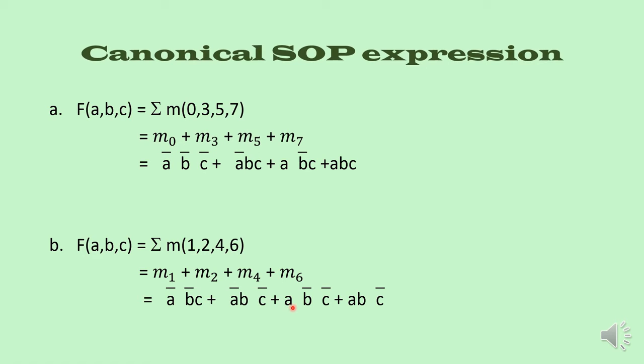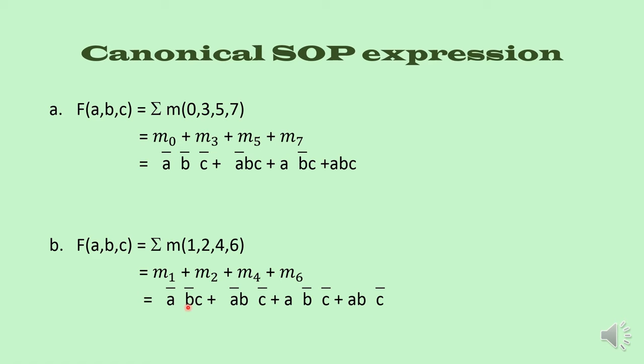So 1 is represented by A, 0 is represented by B bar, and again 0 is represented by C bar, plus next term is M6, which is represented by 110. So 1 is represented by A, B is represented by 1, and C is represented by 0, that is C bar. So what is the expression?